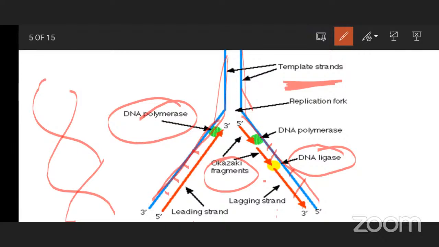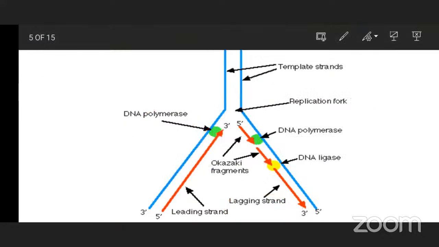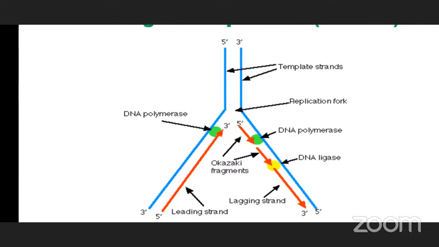Lagging strand means replication on this strand starts somewhat later. That's why this strand is called the lagging strand. And in this lagging strand, the newly synthesized DNA is formed in small fragments. They are called Okazaki fragments. And this total structure is the replication fork.